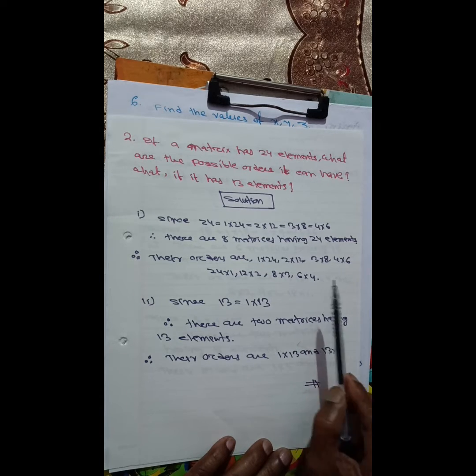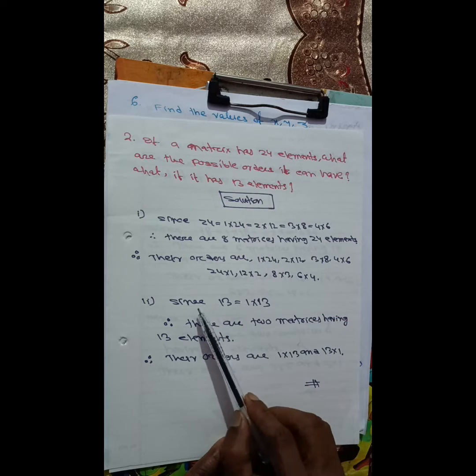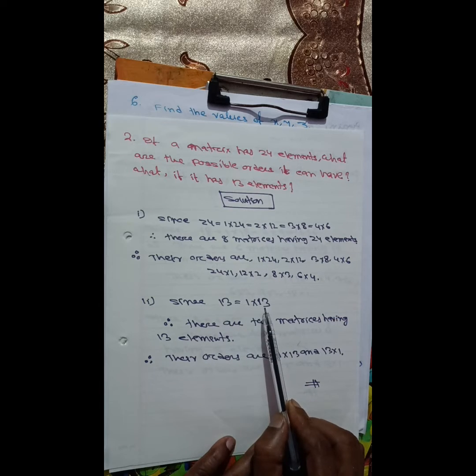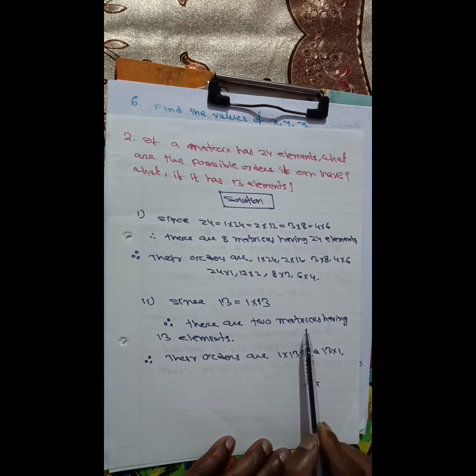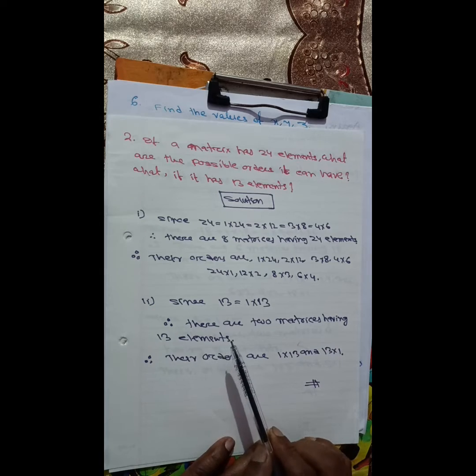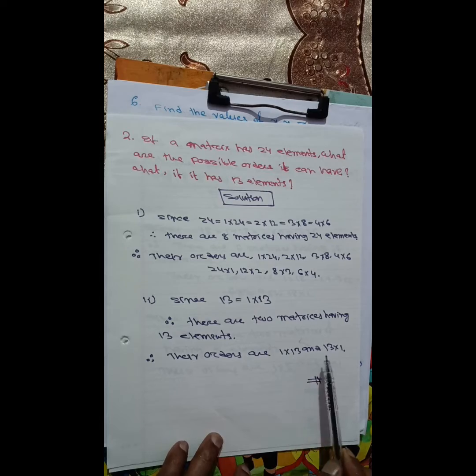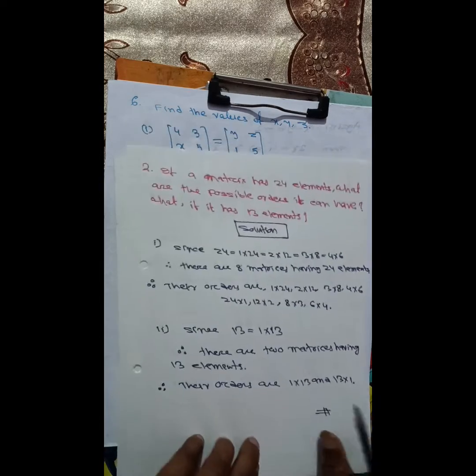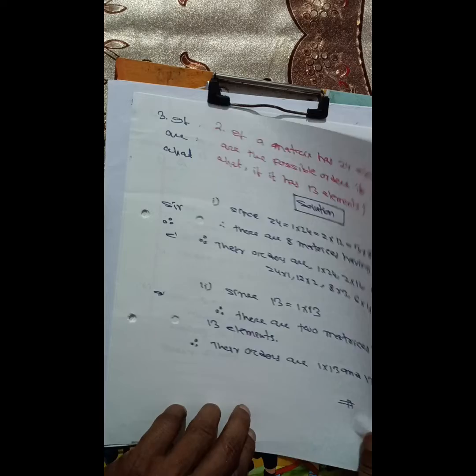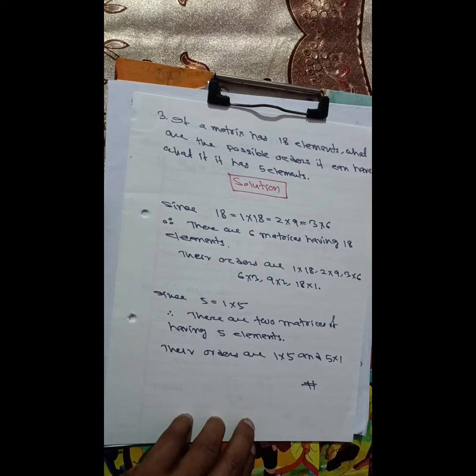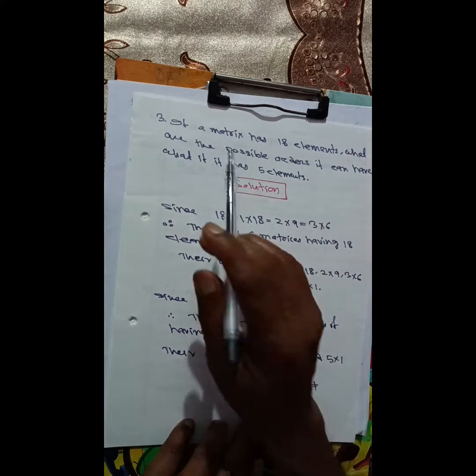It also asks if it has 13 elements. Since 13 can be written only as 1 into 13, there are two matrices having 13 elements. The orders of the matrices are 1 by 13 and 13 by 1. That is question number 2. Now we are going to discuss question number 3.